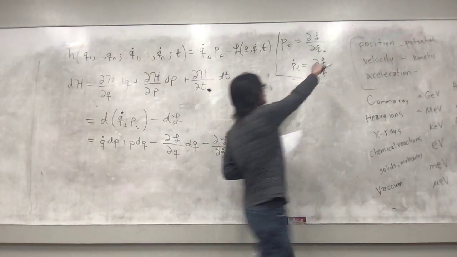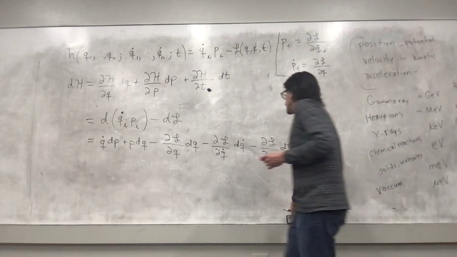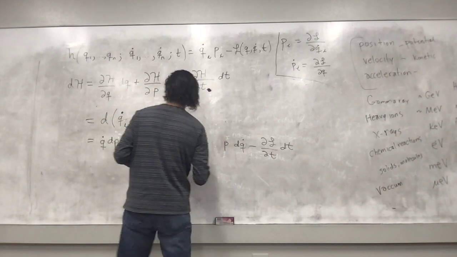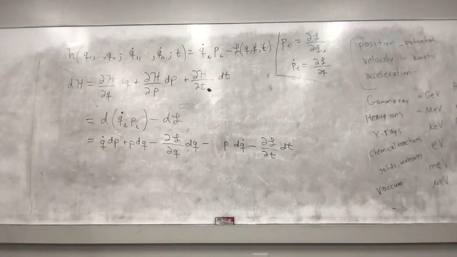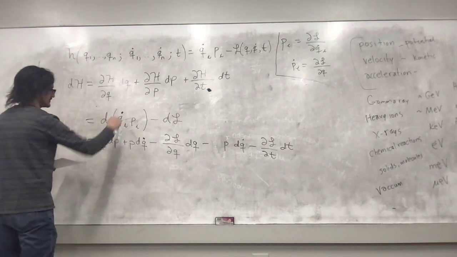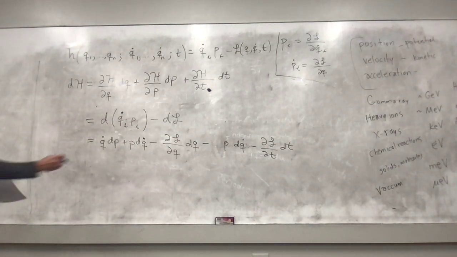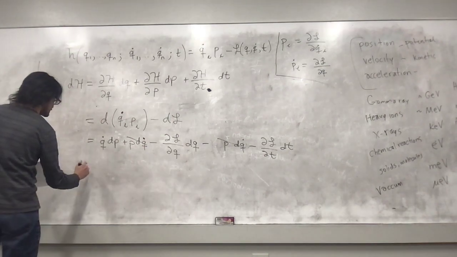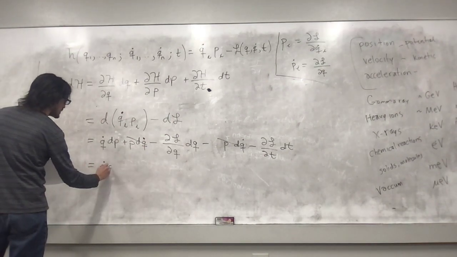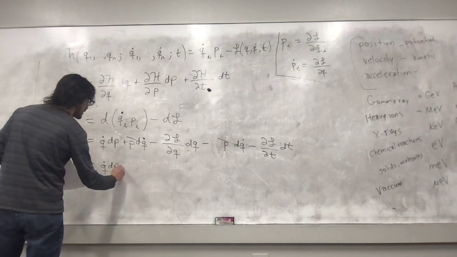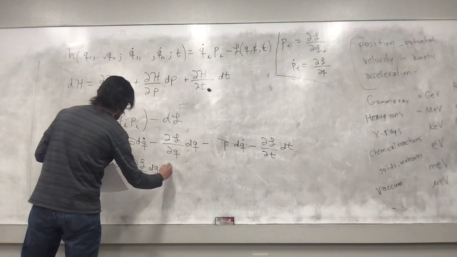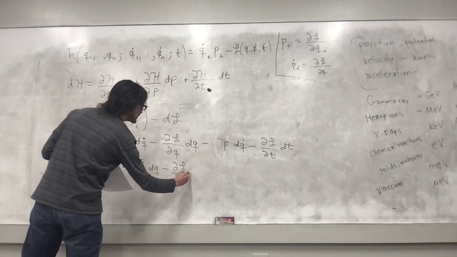So this one is just p_i, so you can substitute this one here. Wait, I'm missing, oh, this one is q dot. Okay, so we can get rid of this one and this one. So we have q dot dp, partial derivative of the Lagrangian with respect to q, dq, and partial derivative of the Lagrangian with respect to time, dt.